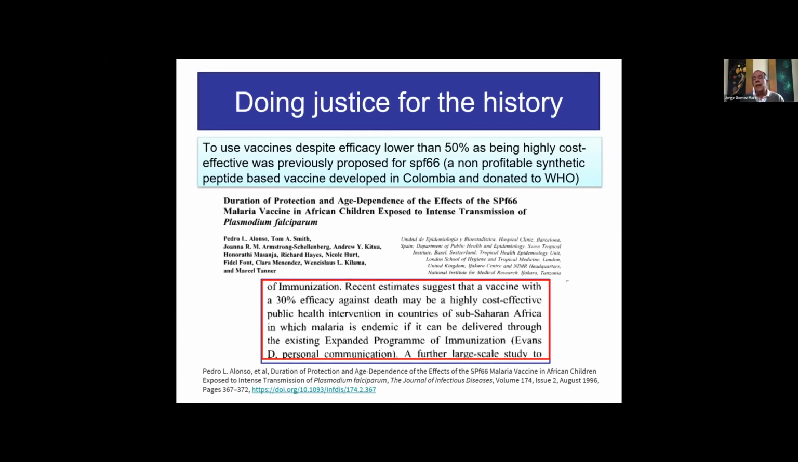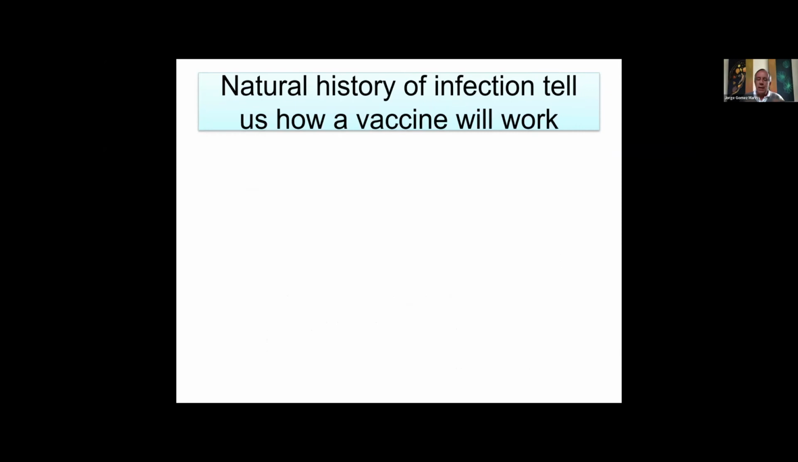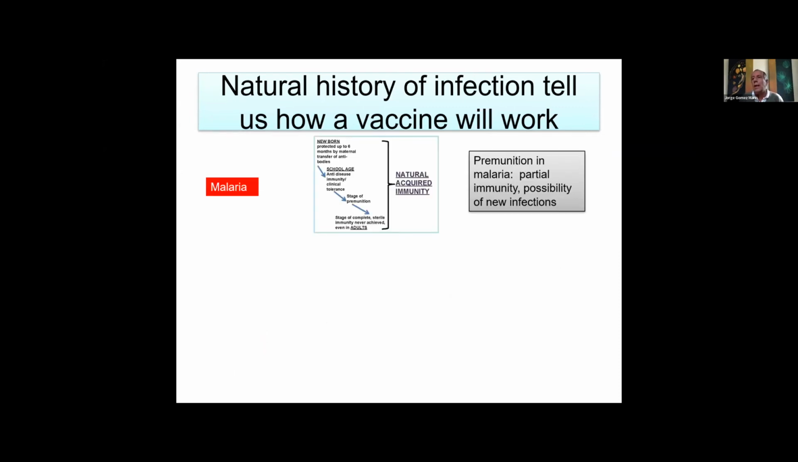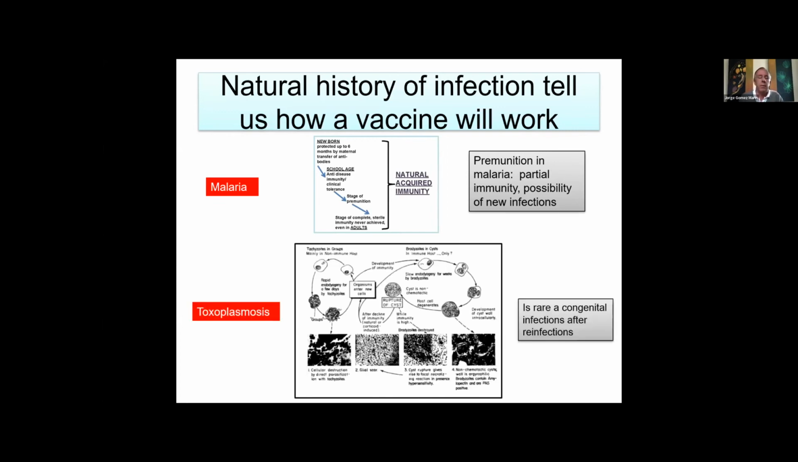So why am I speaking about the malaria vaccine? Because what can tell us whether a vaccine will be successful in humans is the natural history, how our naturally acquired immunity can be protective or not. In the case of malaria, there exists a phenomenon called premonition. Premonition is a partial immunity because you can get new infections and be symptomatic again. It's a partial immunity because severe cases are reduced, but you're still infective for malaria, for Plasmodium.